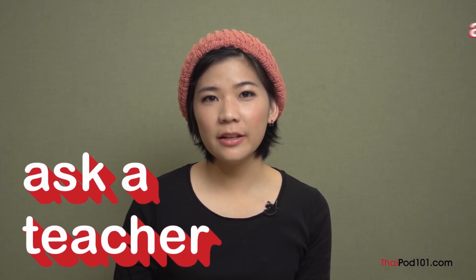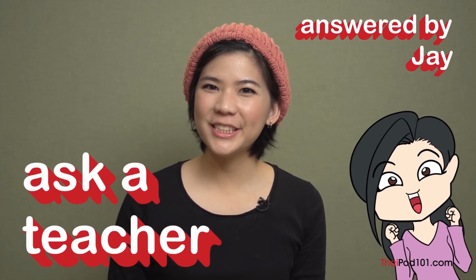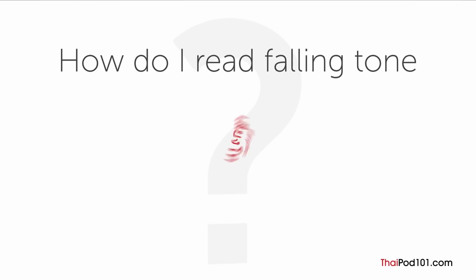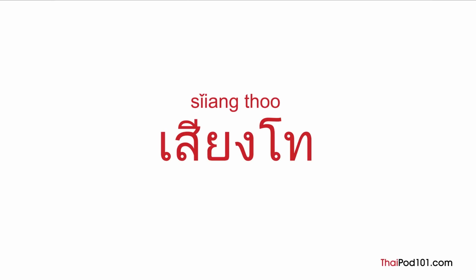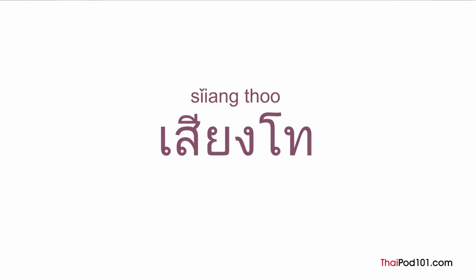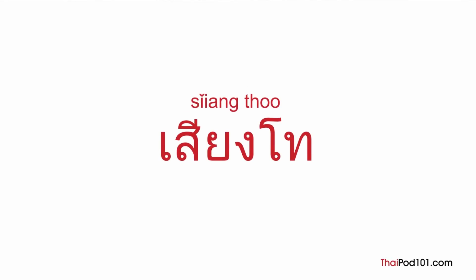Welcome to Ask a Teacher, where I'll answer some of your most common Thai questions. The question for this lesson is, how do I read falling tone or เสียงโท of Thai? The third tone of Thai language is called เสียงโท. In English, we describe it as a falling tone.